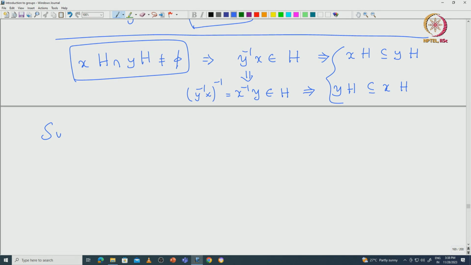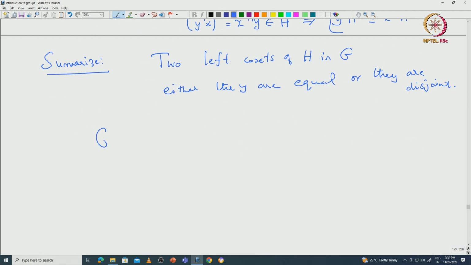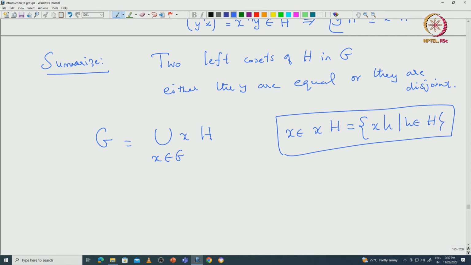So indeed, to summarize, if we take two left cosets of H in G, either they are equal or they are disjoint. But clearly G will be the union of xH, x in G. Why? Because if I take xH, then by definition it is {xh : h in H}. In particular, x is inside this xH. So that means G is a subset of the union of xH, x in G. But of course all these are subsets of G, so this must be true.